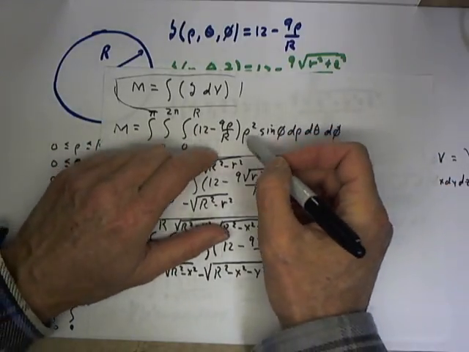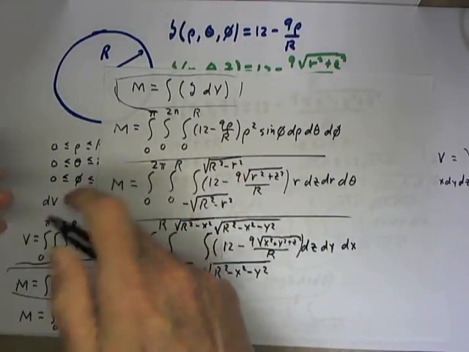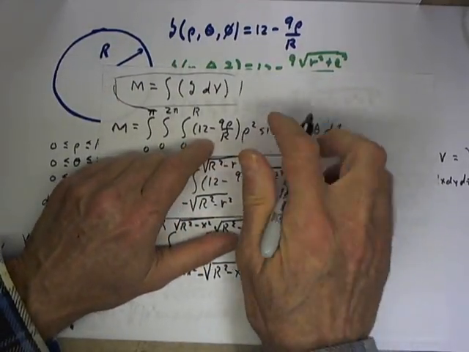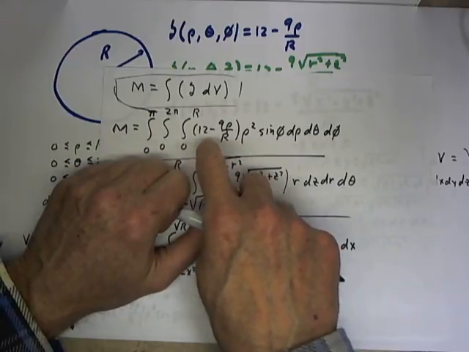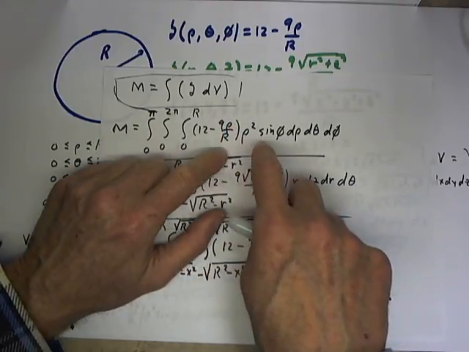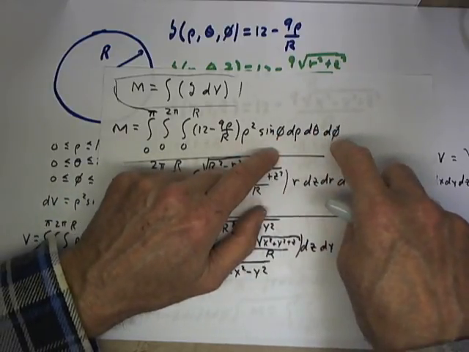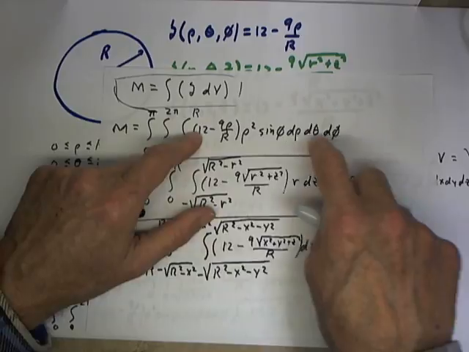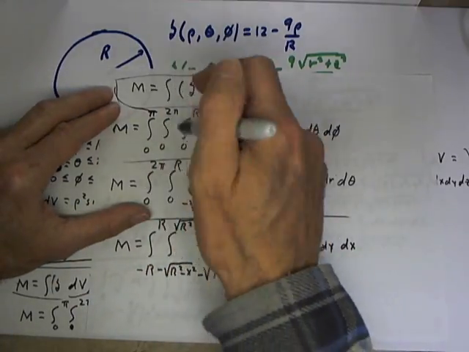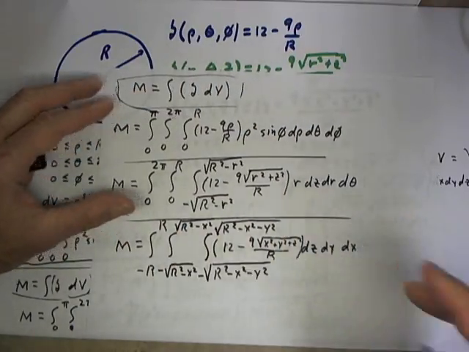We have, of course, just recently seen this integral in the spherical case, and we know that we're just going to have to integrate a polynomial in rho, 12 rho squared minus 9 rho cubed over R. And then a little bit later we're going to have to integrate the sine of phi with respect to phi. Both of those are easy integrals, and there's no additional complication introduced by the limits on the integrals, which are all constant.